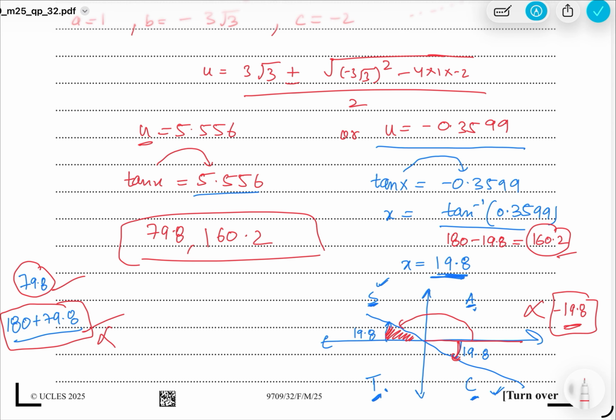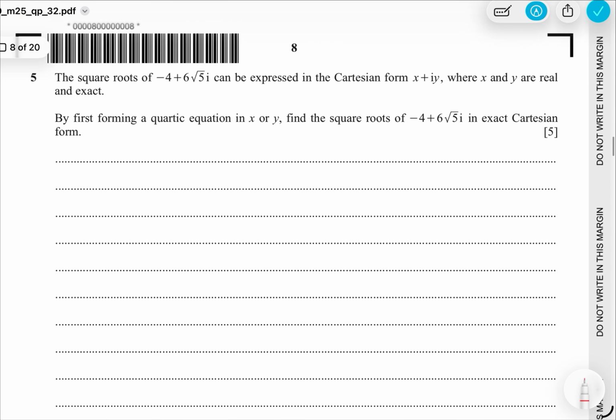Very good, learners. You got this one also correct. Let us move on to the next one. Again, a question of 5 marks. Square roots of this can be expressed in Cartesian form where x and y are real. By first forming a quartic equation in x or y, find the square root in the exact Cartesian form.